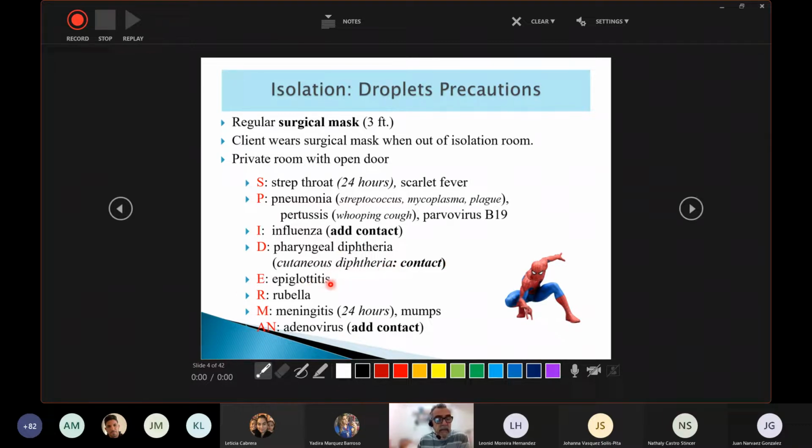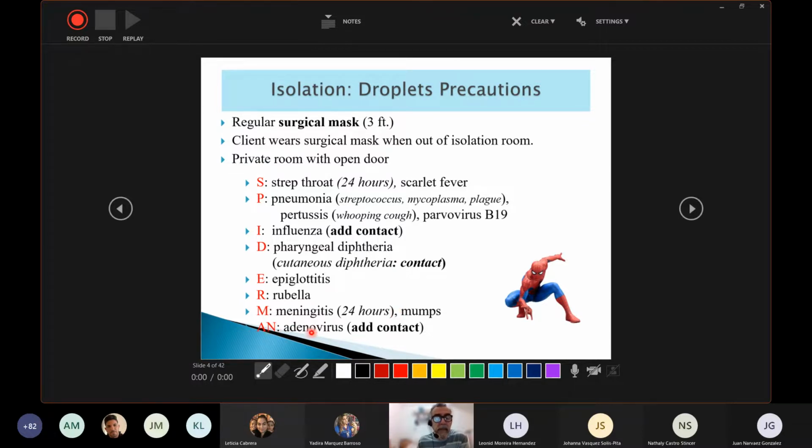E, epiglottitis. R, rubella. M, meningitis and mumps. Meningitis again. Meningitis refers to bacterial meningitis, because viral meningitis is standard. And again, the 24 hours rule applies. After 24 hours of antibiotics, there is no need for more isolation.